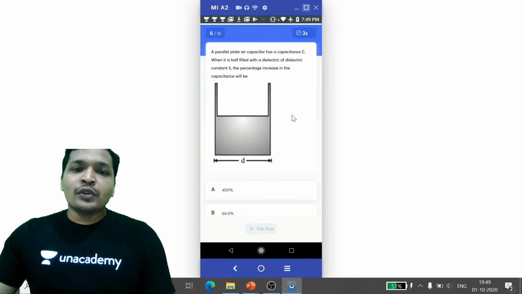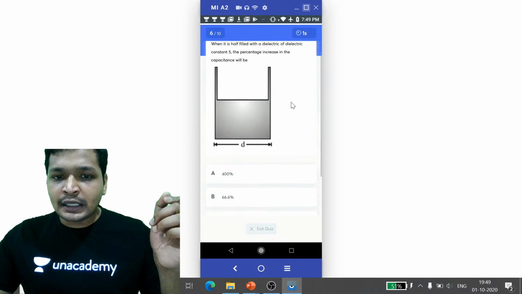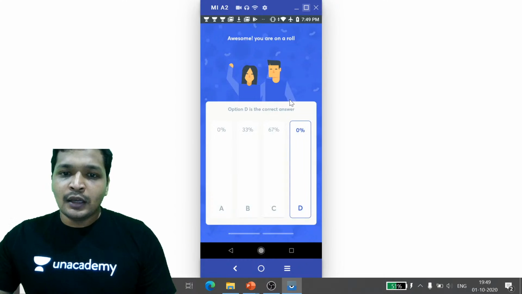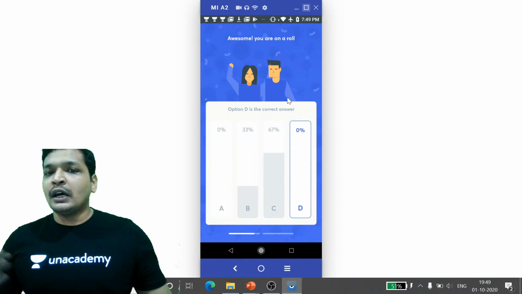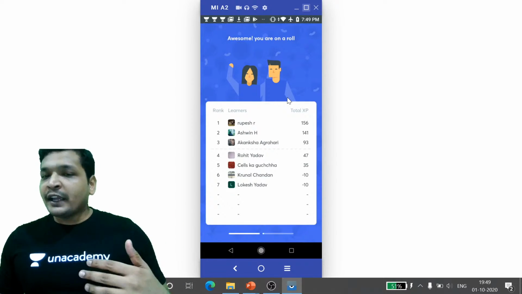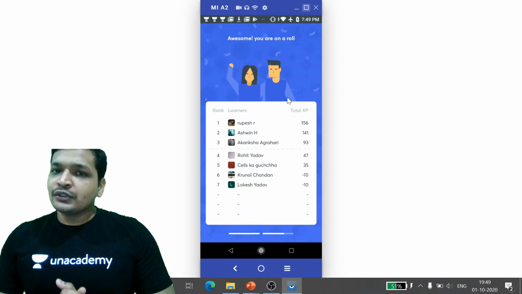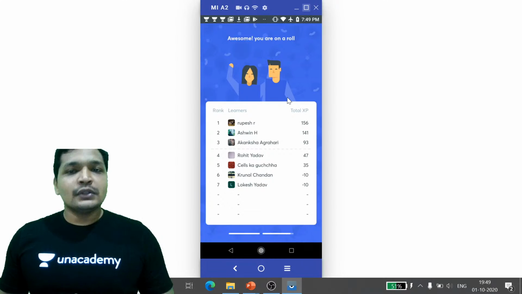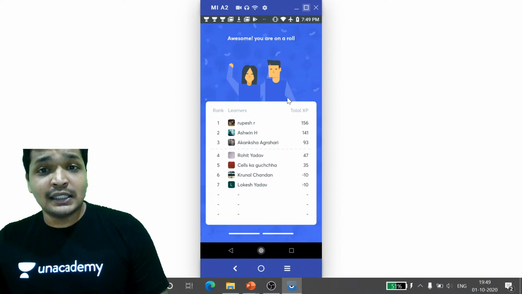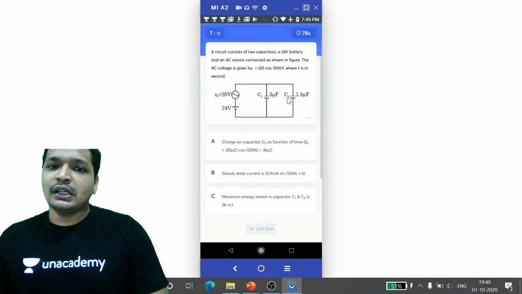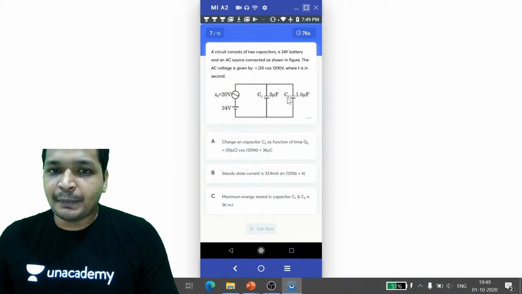So what would be the increase? All right guys, it should have been D. It would be 5 into C by 2 plus C by 2. Since they are in parallel, it's going to be 6C by 2, so it should be 3C. Initially it was C, so there was a 200% increase in the capacitance.